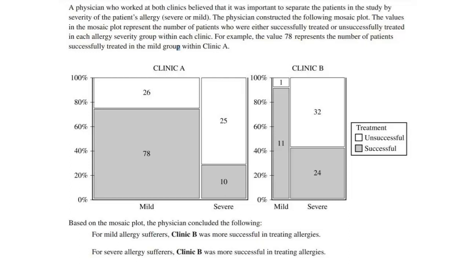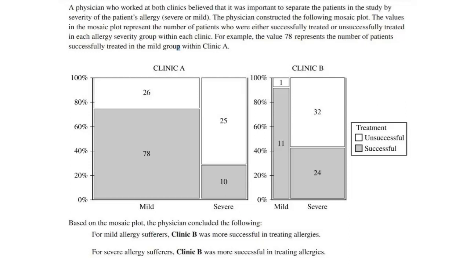Fair enough. So a mosaic plot gives us information in 2 different dimensions. It gives us information along the x-axis and information along the y-axis. So when you're comparing these 2 clinics, who treats more mild allergy sufferers? Clinic A. See how much wider it is than over here?